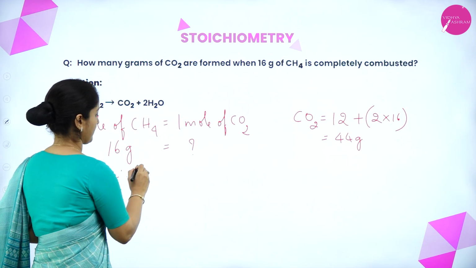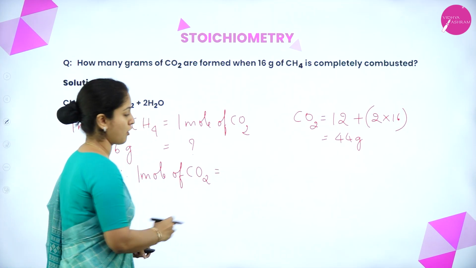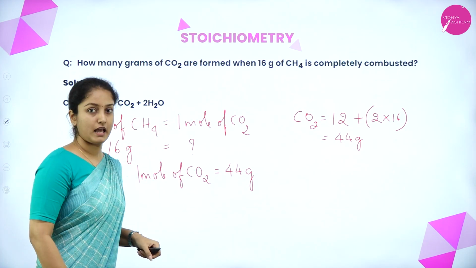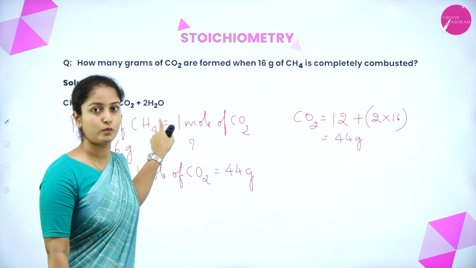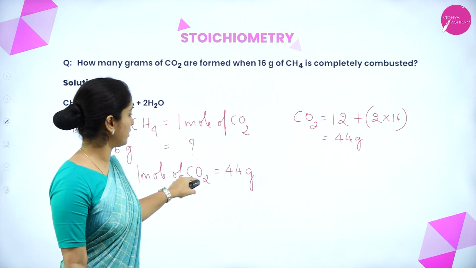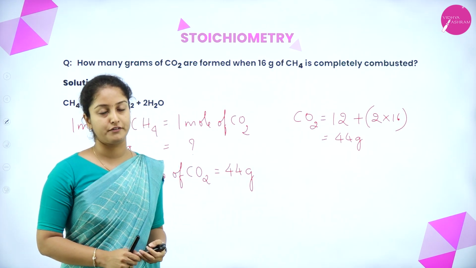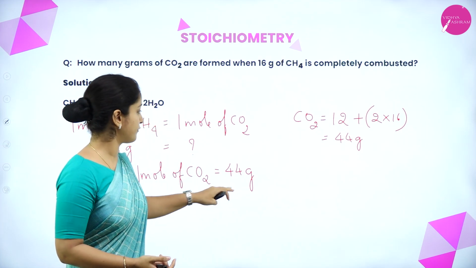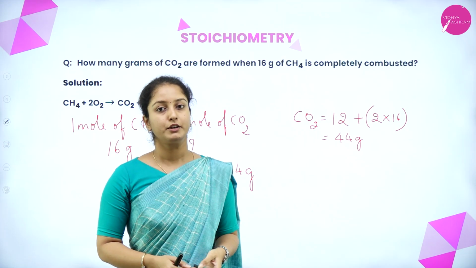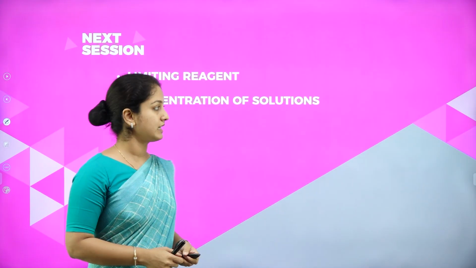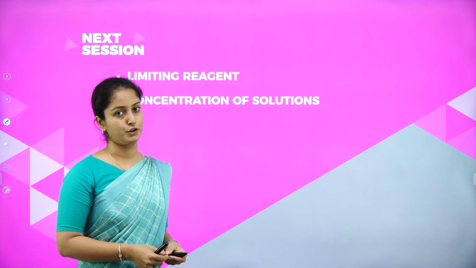Therefore, 1 mole of carbon dioxide consists of 44 grams. And here in the equation you can see that 1 mole of methane produces 1 mole of carbon dioxide. Therefore, when methane undergoes complete combustion, it forms 1 mole of carbon dioxide, which gives 44 grams of carbon dioxide in the reaction. I hope you have understood this session, and in the next session we shall learn about limiting reagent and concentration of solution. Thank you.